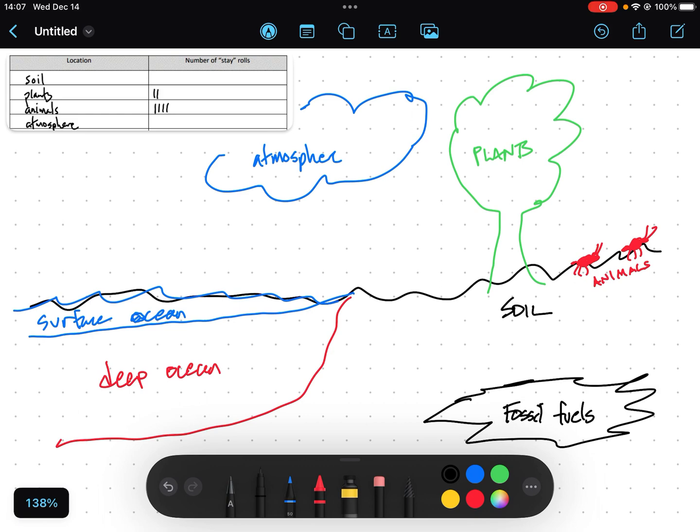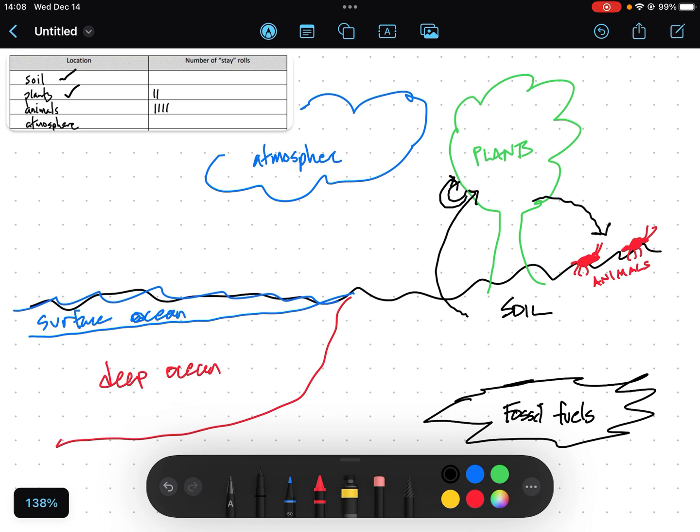So I started in soil, so I'm going to draw an arrow from soil, and I went to plants, so I'm going to draw an arrow to plants. So that takes care of my initial location here. And then I rolled two repeats in plants. So I'm going to add these little curves showing that I stayed in plants twice. And then I moved to animals. So I'm going to draw an arrow going to animals.